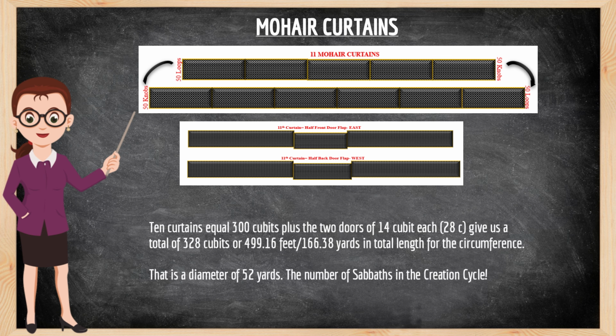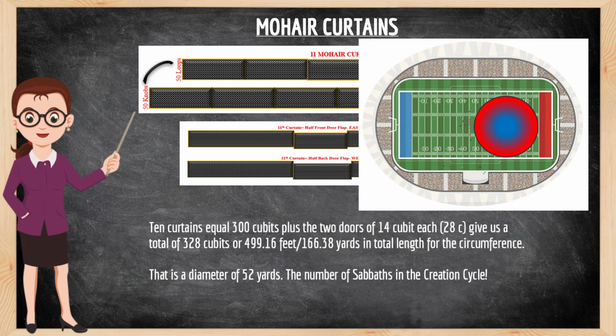So 10 curtains equals 300 cubits, plus the 2 doors of 14 cubits each, or 28 cubits total, gives us a total of 328 cubits, or 499.16 feet, which equals 166.38 yards. So the total length for the circumference. And if we take that as a total length for our circumference, that gives us a diameter of 52 yards. So that makes a circle of 52 yards.